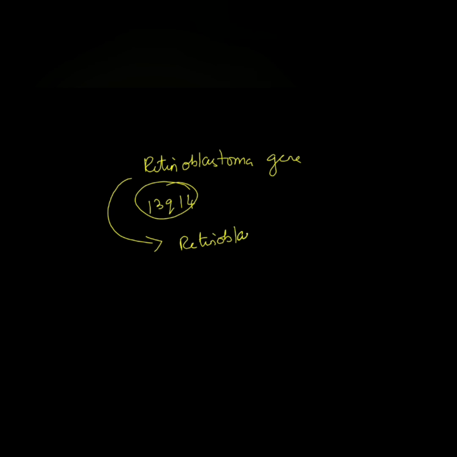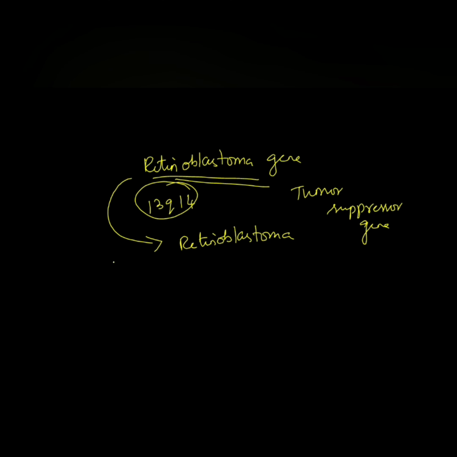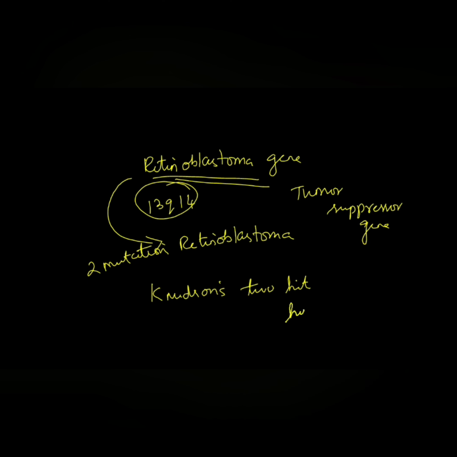Now why when there is mutation it can result in a malignancy? Because this retinoblastoma gene normally is a tumor suppressor gene. So this inhibits the development of tumor. So therefore this basically is a tumor suppressor gene. So when there are 2 mutations which are affecting the gene, then this is going to cause retinoblastoma. So this is given by Knudsen's 2-hit hypothesis, which states that when there are 2 mutations, it can result in retinoblastoma.